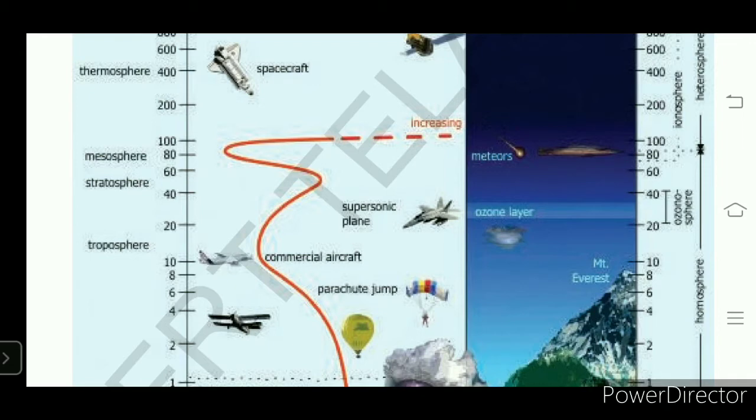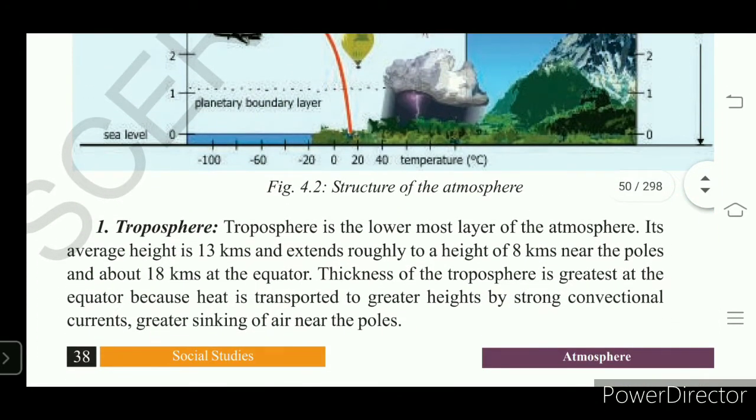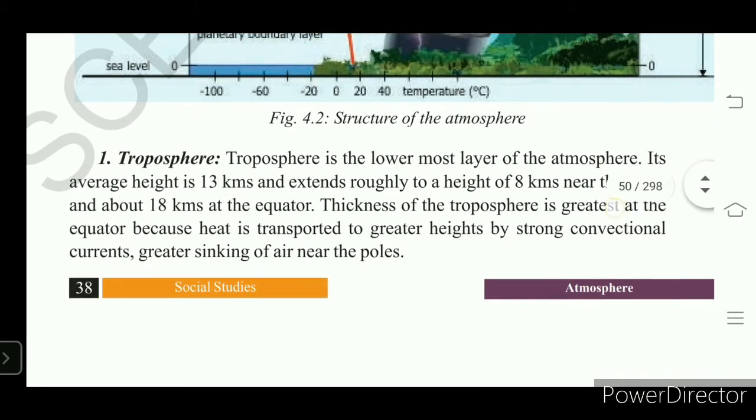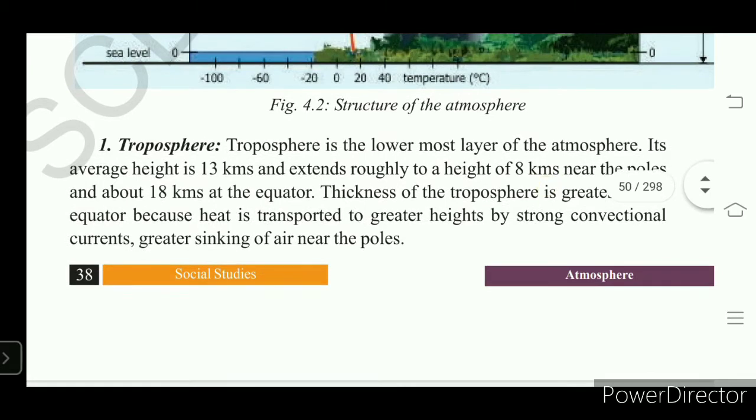So, in detail, we'll discuss all these layers, how they are composed, what their height is, and how much temperature, what happens to the temperature, we'll discuss here. The first one is the troposphere. This is the most important layer, that is the lower layer of the atmosphere.